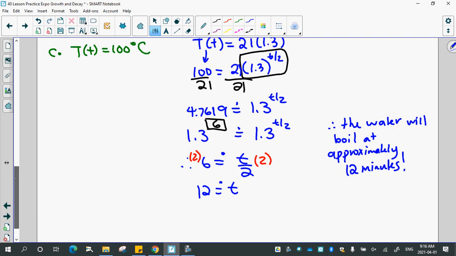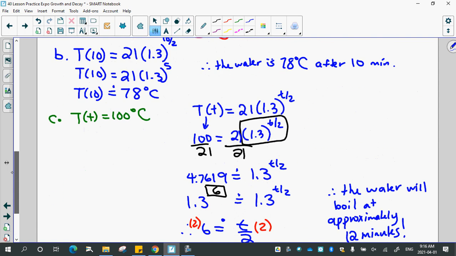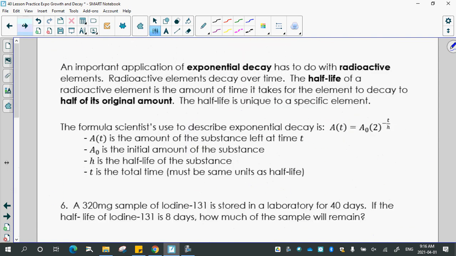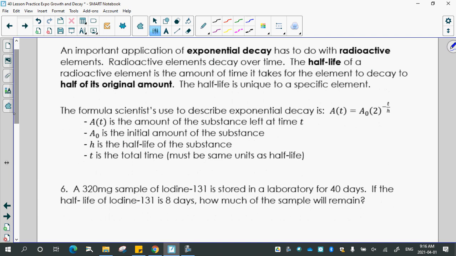Okay, so those are our growth questions. We're only going to do one kind of decay question, and that is half-life. An important application of exponential decay has to do with radioactive elements. Radioactive elements decay over time, and the half-life of a radioactive element is the amount of time it takes for the element to decay to half of its original amount. So if you started off with 50, how long does it take to get to 25 is the half-life.